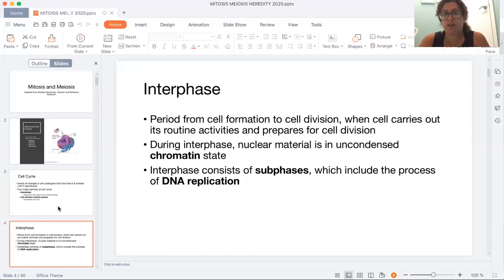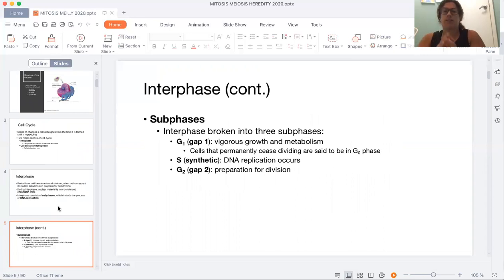So interphase is basically from cell formation to cell division. And during interphase, the chromatin, the area where our DNA is housed, this nuclear material is in a chromatin state. And then during interphase, we have different phases in which the process of DNA replication occurs. So the idea for mitosis is not just to split the cells with no information. We want to replicate the information, clone it, and keep moving forward. So the subphases that we need to know about are what's called gap 1, the synthetic phase, and gap 2.